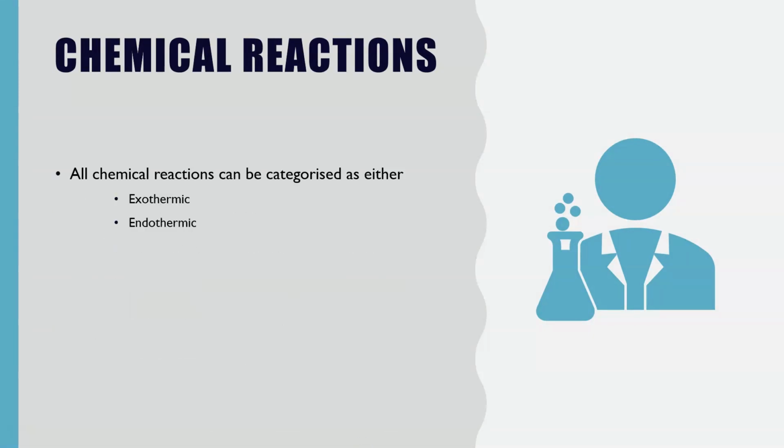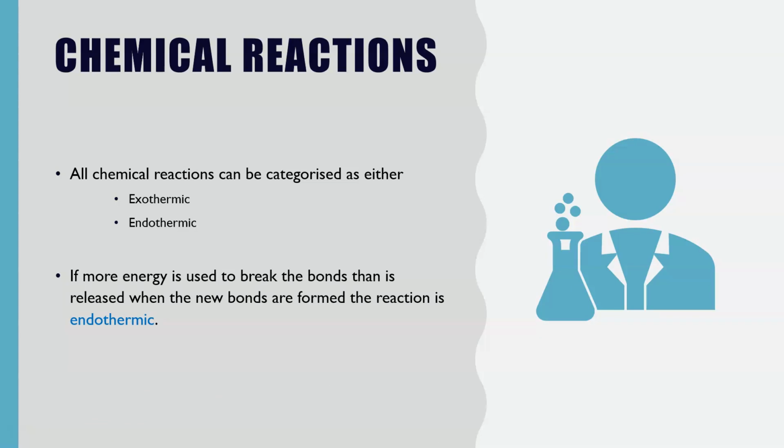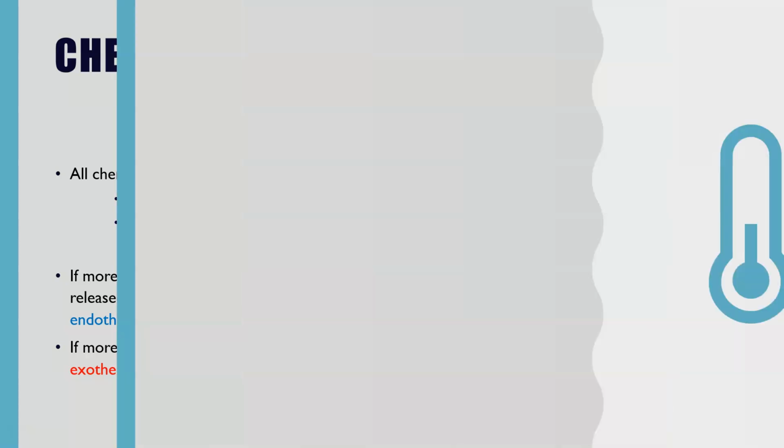All right, so we've got these two words. Now, you saw them in your outcomes. So chemical reactions are categorized as either exothermic or endothermic. If more energy is used to break the bonds than is released when new bonds are formed, the reaction is endothermic. If more energy was released than was used, then it is classed as exothermic. Let's look at this a bit closer.